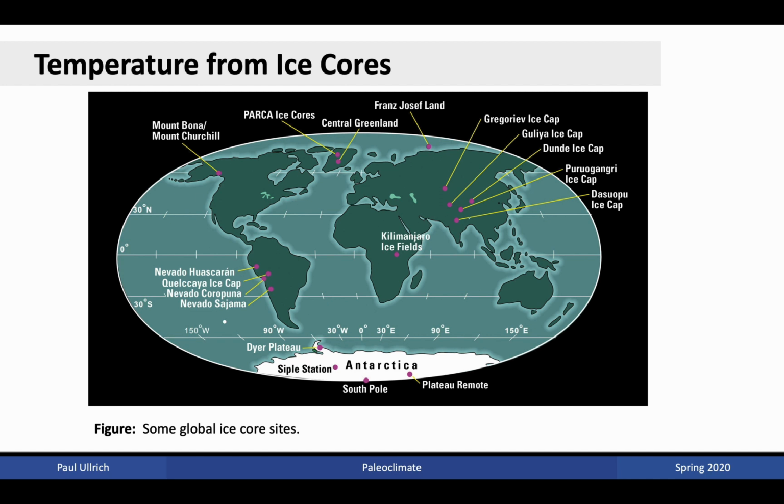We have sites located in the northern hemisphere in Greenland, northern Russia, and in Alaska. We also have sites in the Himalayas, in the Kilimanjaro ice fields approximately along the equator, as well as various sites in the Andes. Our longest ice core records, though, come from Antarctica.